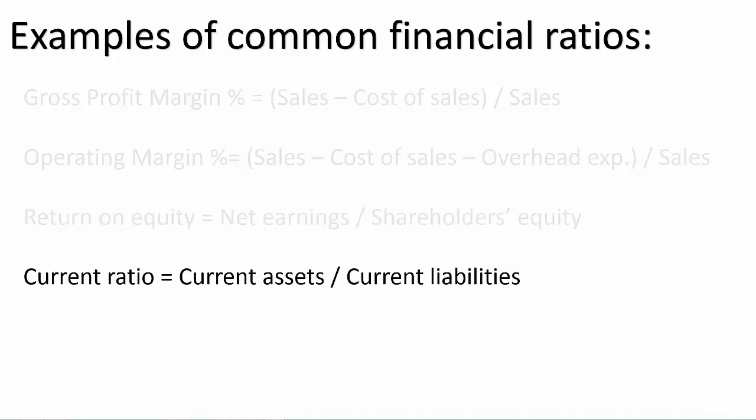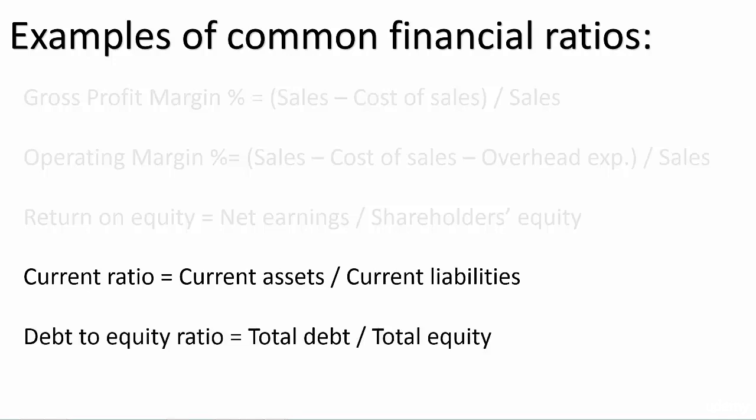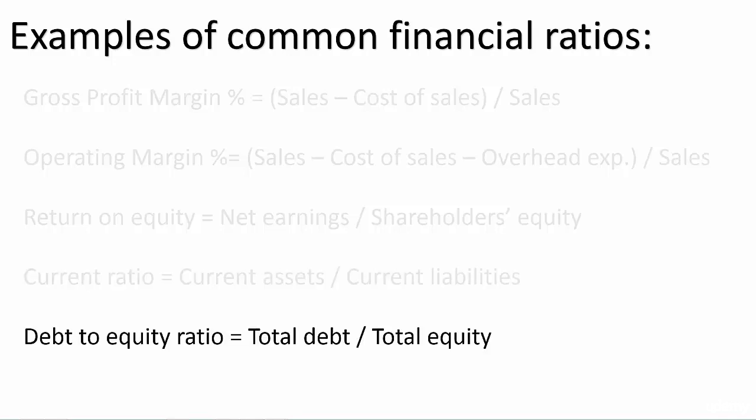Current ratio, which is a measure of solvency, that is, the ability to pay bills as they come due. It's calculated by taking your current assets that can be easily converted to cash, and dividing it by your current liabilities, which are any obligations that are payable within 1 year. And finally, your debt-to-equity ratio, which is a measure of financial leverage. That is the degree of debt used by the company to finance its operations. We're going to come back to this in a later lesson.